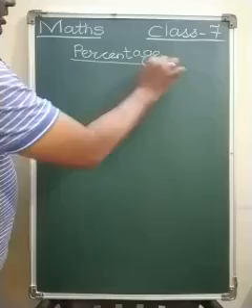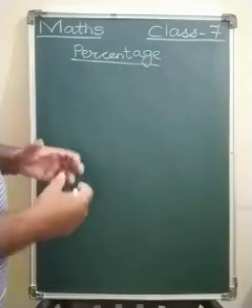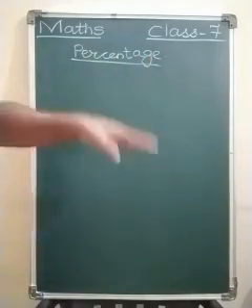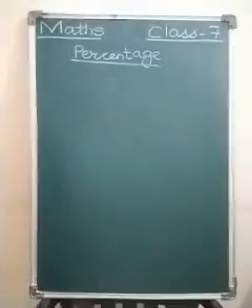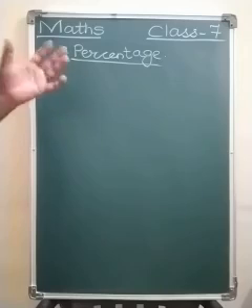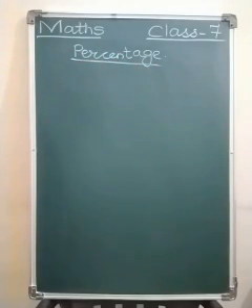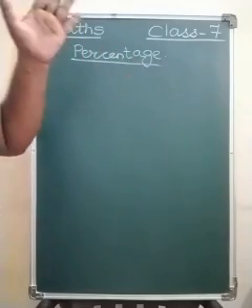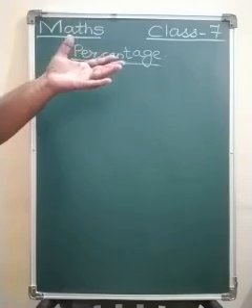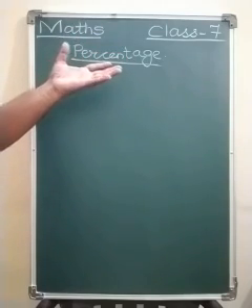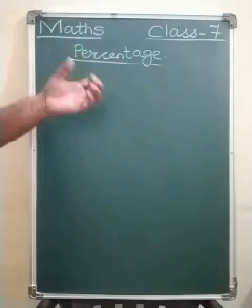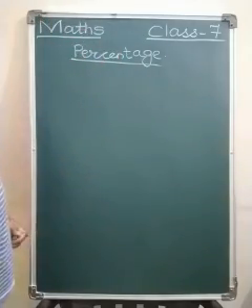Another way to compare the quantities is called percentage. This is also a word which you always hear at the end of the year when you get your results in your hand and you start calculating your percentages. So this is what percentage is, another criteria that can be used to compare the quantities.